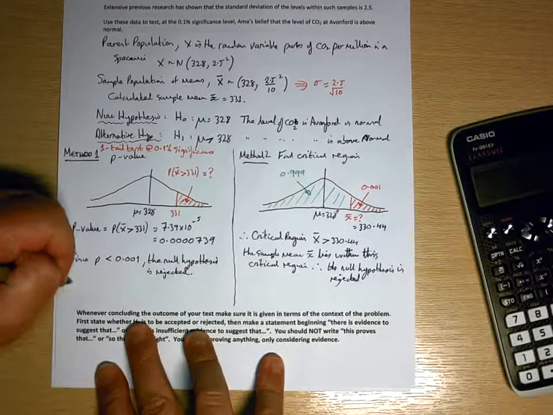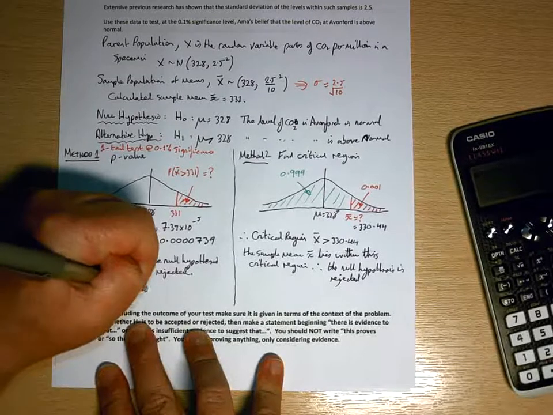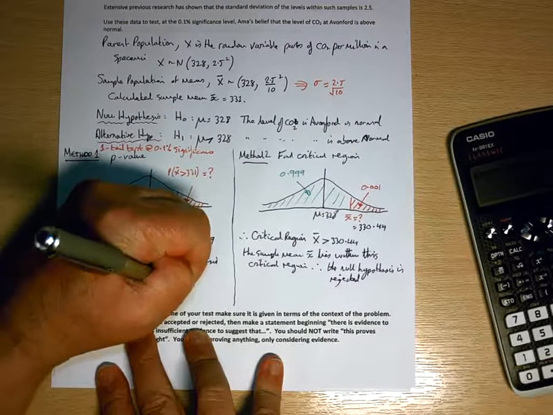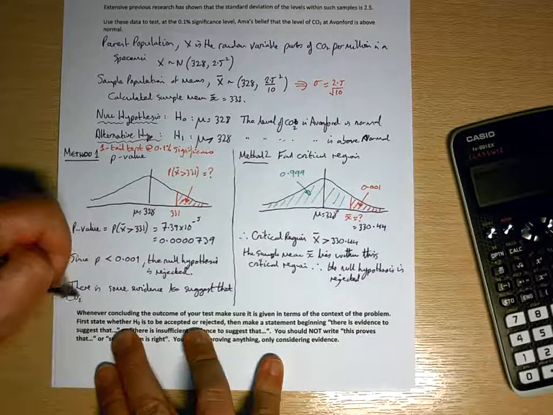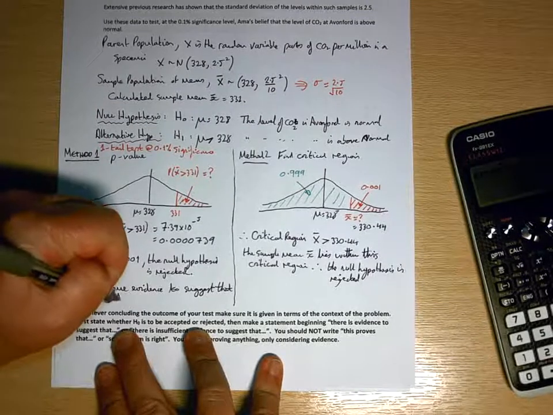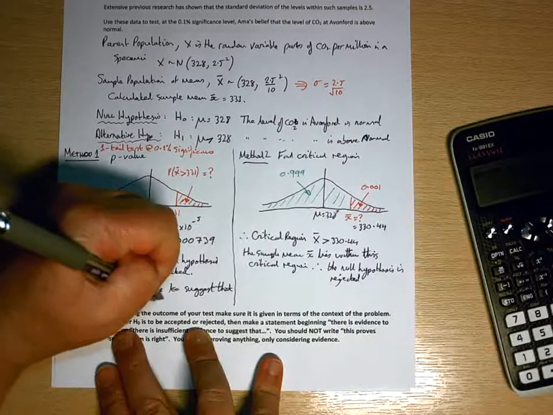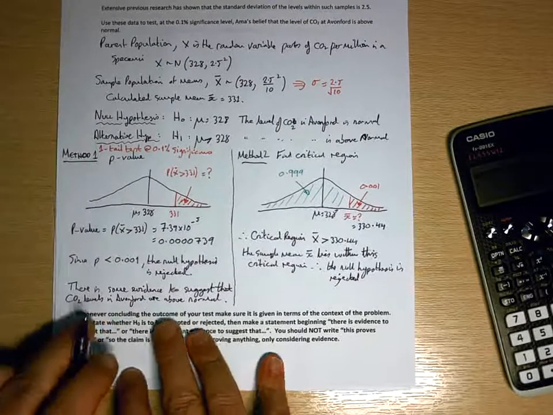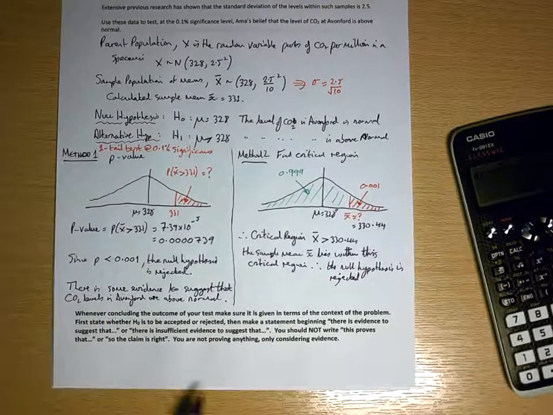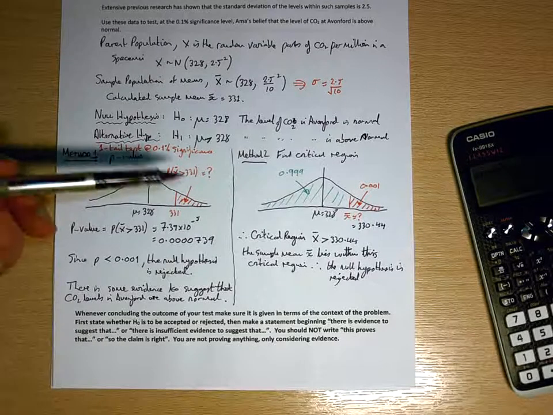So the final bit is to say there is some evidence to suggest that CO2 levels in Avonford are above normal. And I'm not going to repeat it over there, because once you've chosen your method, then you're only going to conclude once. So those are 2 methods.